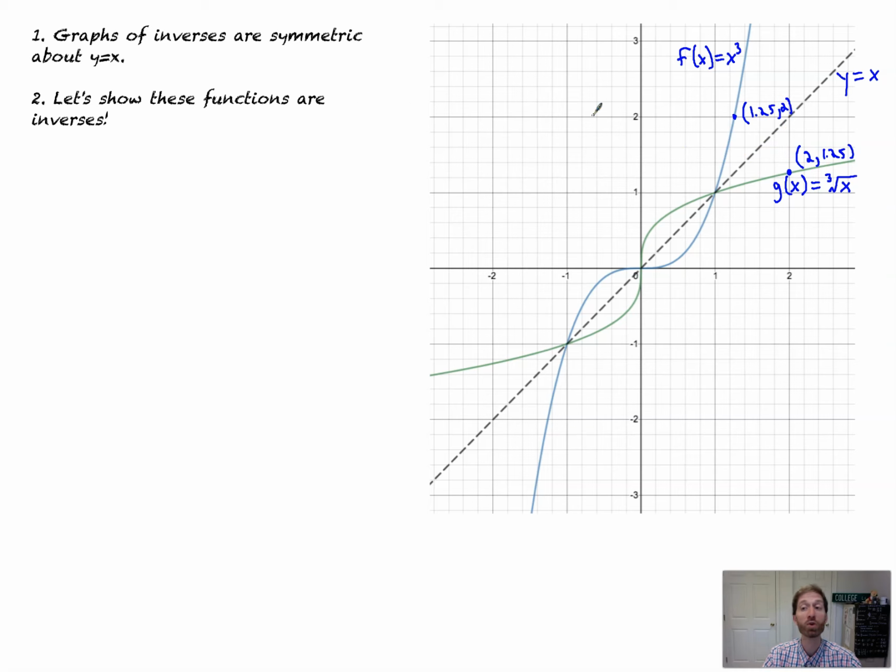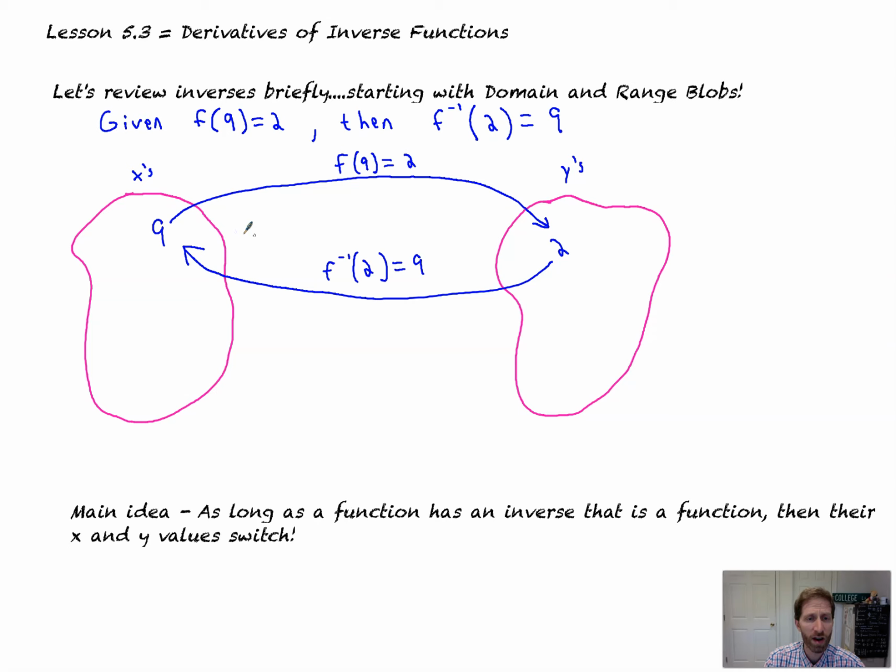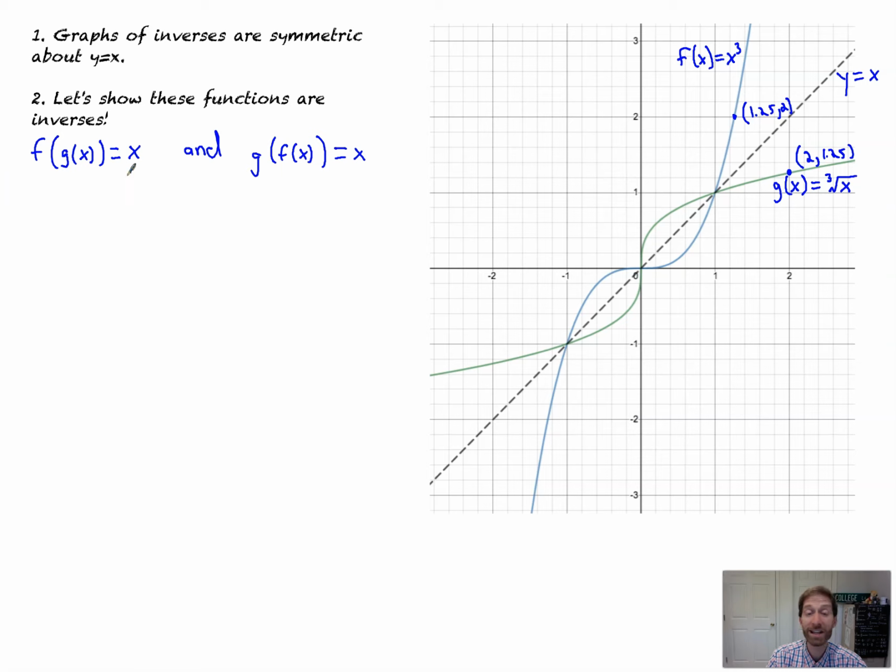All right, but that doesn't prove that these are inverses of each other. To show that two functions are inverses of each other, we have to show that f of g of x is equal to x and that g of f of x is equal to x. In other words, if we plug x into f, take the result, and then plug that into g, we should get back to where we started. And the same thing goes here. With the blobs, I start out at 9, I go to 2, the inverse sends me back to 9. We always undo each other. Okay, so it's actually not that bad to do.